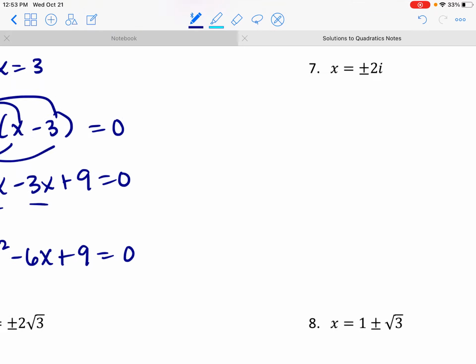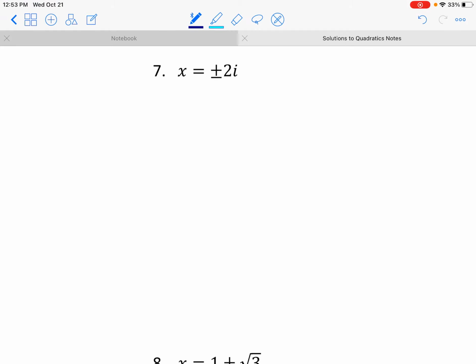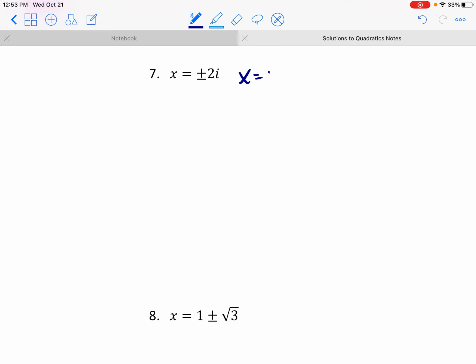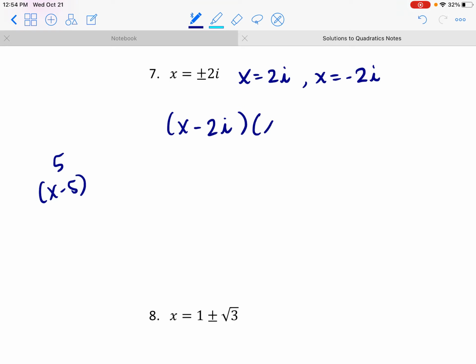All right, how about this next guy? This is a little strange. x equals plus or minus 2i. Okay, this means that positive 2i is a solution, and it means that negative 2i is a solution, okay? So this might feel a little weird, but we can do the same thing here, where if I said 5 is a solution, that x minus 5 is a factor. If 2i is a solution, let's say x minus 2i is a factor. And if negative 2i is a solution, let's say x plus 2i is a factor.